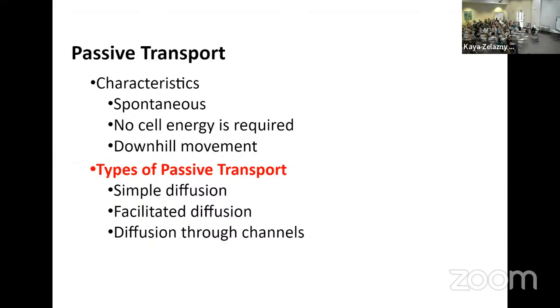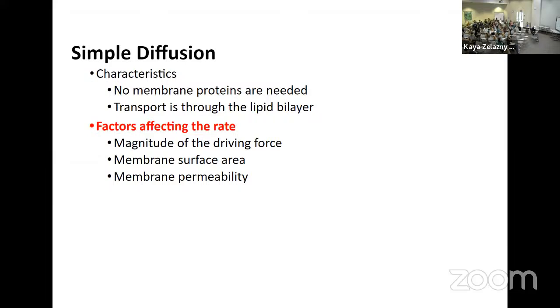There are a couple different types. The types are going to depend on properties of the molecule you're looking at and properties of the membrane. So we're going to see that our types of passive transport, simple diffusion. We're going to have stuff that can just directly go across the membrane on its own. For facilitated diffusion and diffusion through channels, we're going to need help. We're going to need to involve a membrane protein that's going to help whatever we're looking at get across our membrane. Okay. So for simple diffusion, we don't need any membrane proteins.